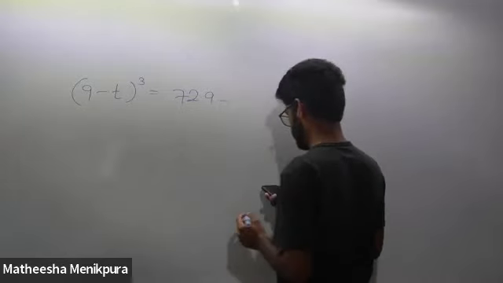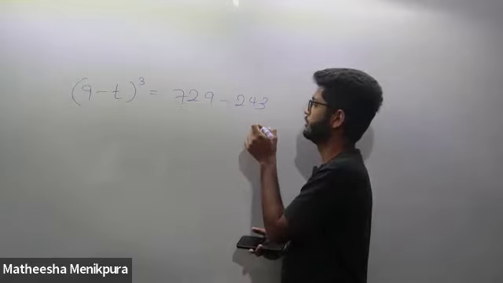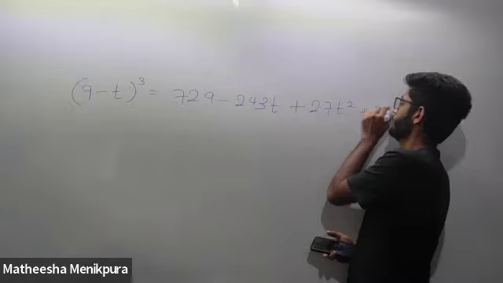Sir, done. What is the answer? 729 minus 243 t plus 27 t squared plus t cube. Let's see.